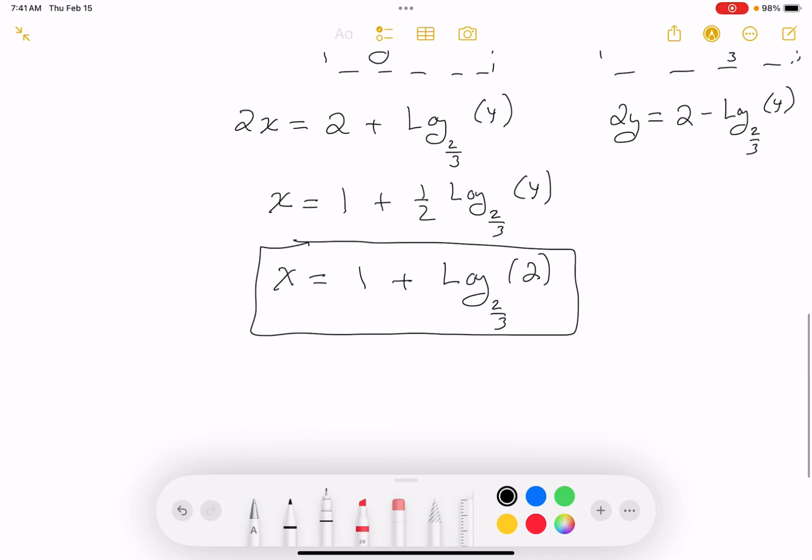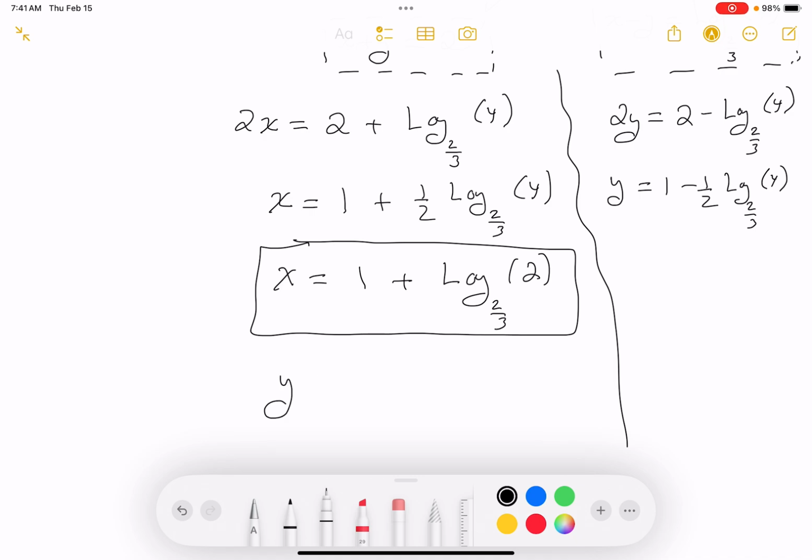All right, what am I going to do now? Divide both sides by 2. You get y equals 1 minus 1/2 log base 2/3 of 4. Use rules of logs again, write y down over here. It's going to be 1 minus log base 2/3. I'm bringing the power up. The power is a half. So 4 to the half, square root of 4, which is again 2. So I got my point of intersection.